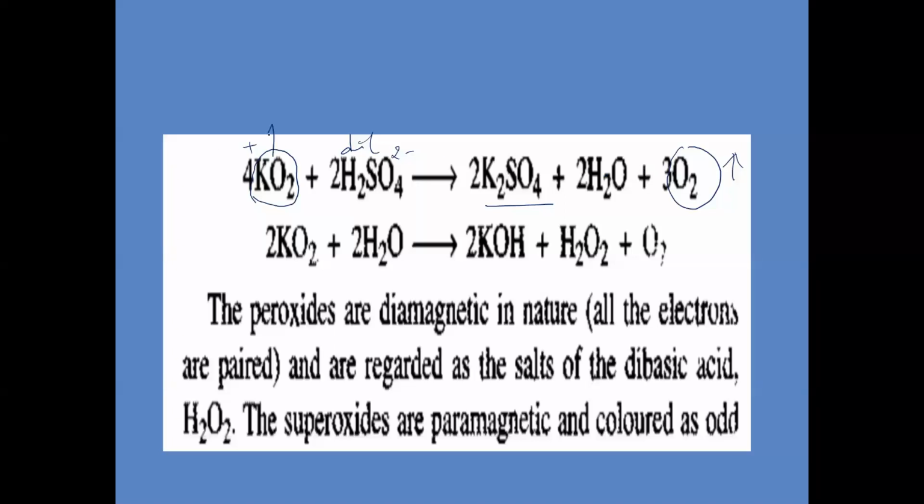Now tell me, in this superoxide, O2 minus 1, right? Superoxide means O2 minus 1. Then each oxygen is having how much? Minus 1 by 2. Minus 1 by 2 is the oxidation state of each oxygen. For 2 oxygen atoms, minus 1, so for each oxygen, minus 1 by 2, isn't it? So minus 1 by 2 is the oxidation state of each oxygen atom here, right, ma'am?